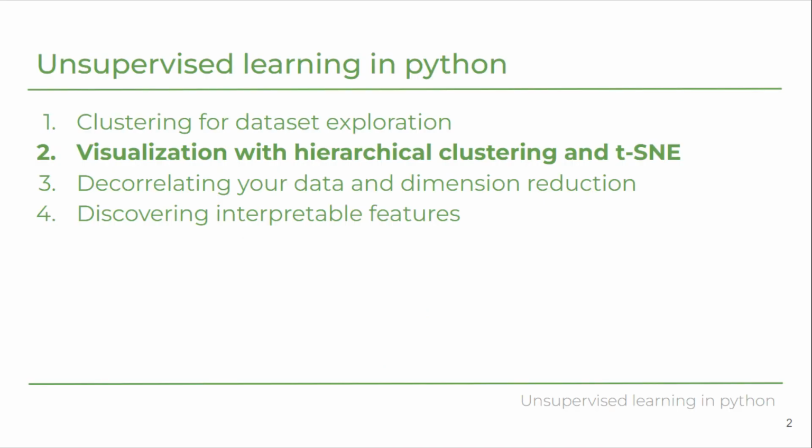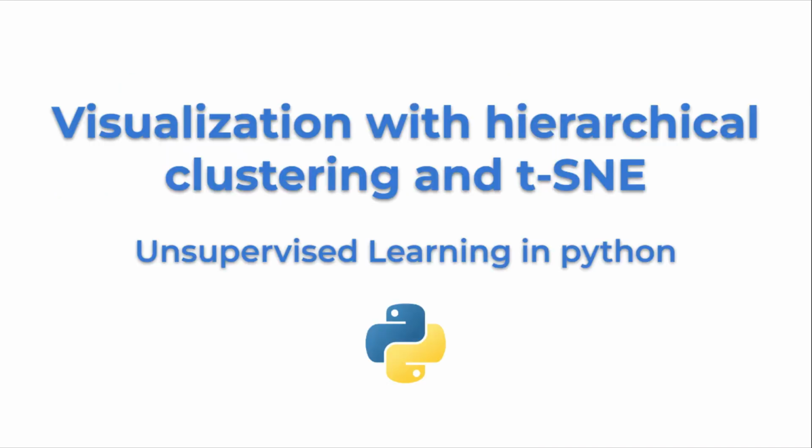This course consists of 4 chapters, which are clustering for dataset exploration, visualization with hierarchical clustering and t-SNE, decorrelating your data and dimension reduction, and lastly, discovering interpretable features.